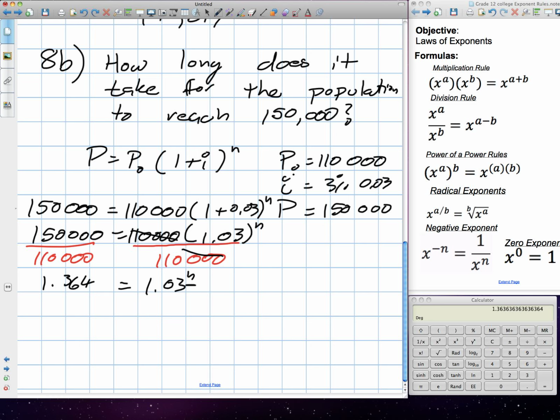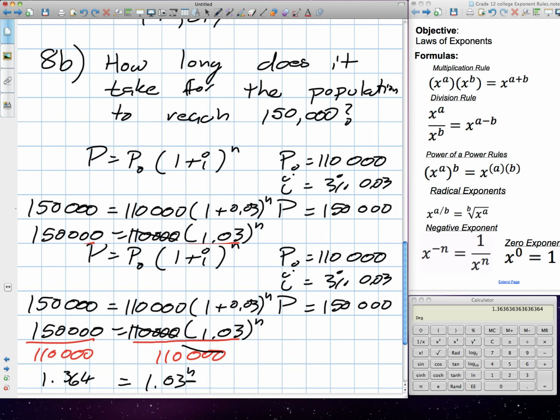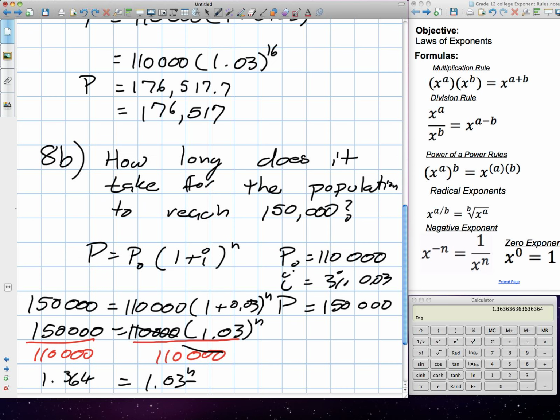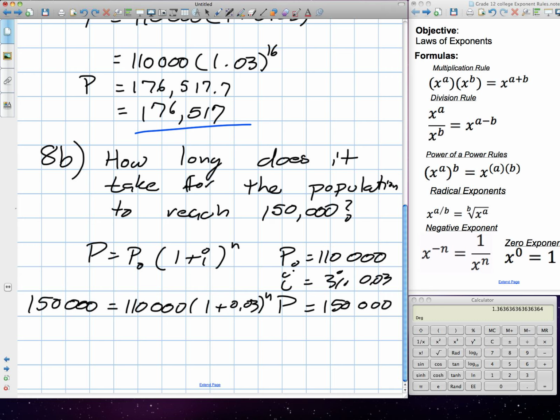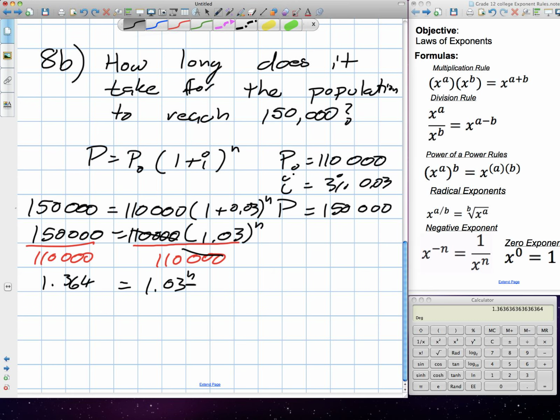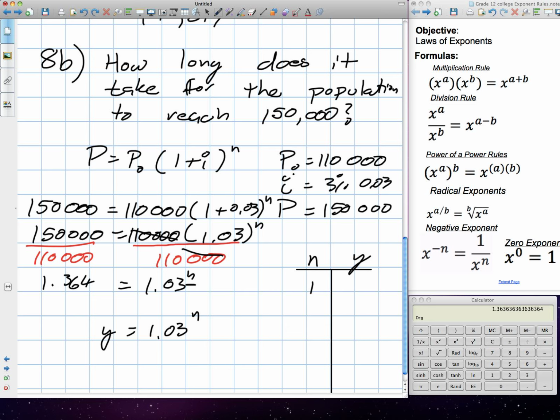Now we know it won't be 1. Is there any high number we know it won't be either? What did 16 give us after 16 years? It gave us a population of 176,000. That's too high. So we know it's going to be a number between 1 and 16. So we're going to use a little bit of trial and error. Again, we'll use a T-chart. This will be our N and our Y. Now we know when N is 1, 1.03 to the power of 1 gives us 1.03. That's not going to be enough.